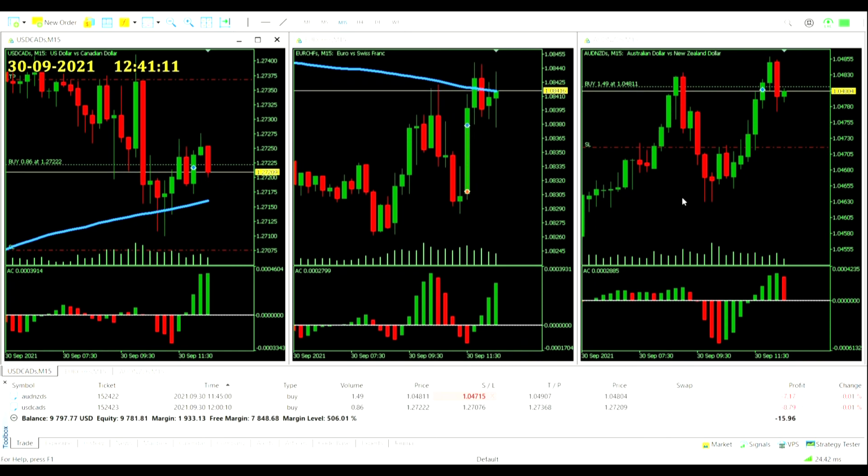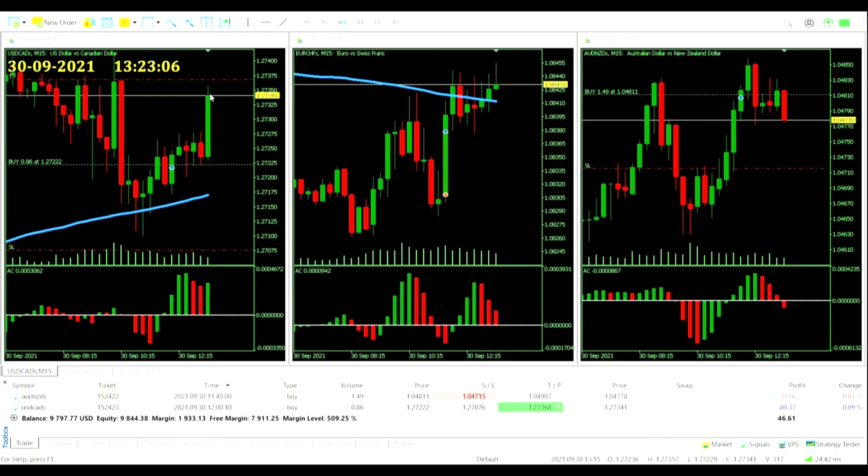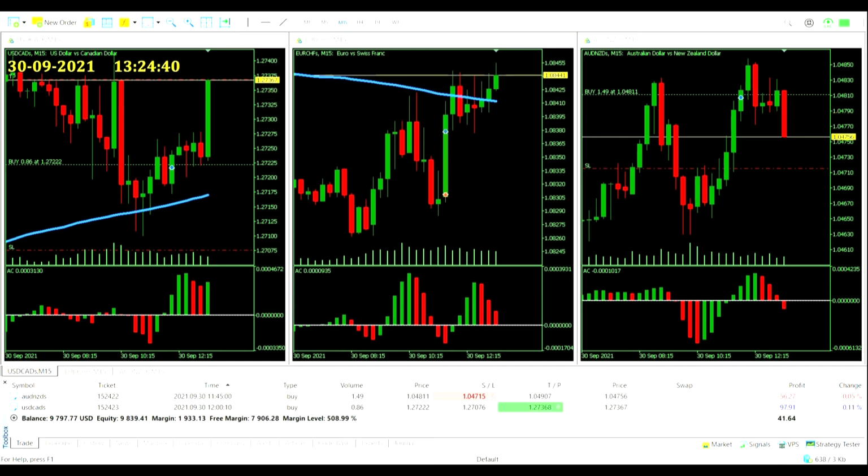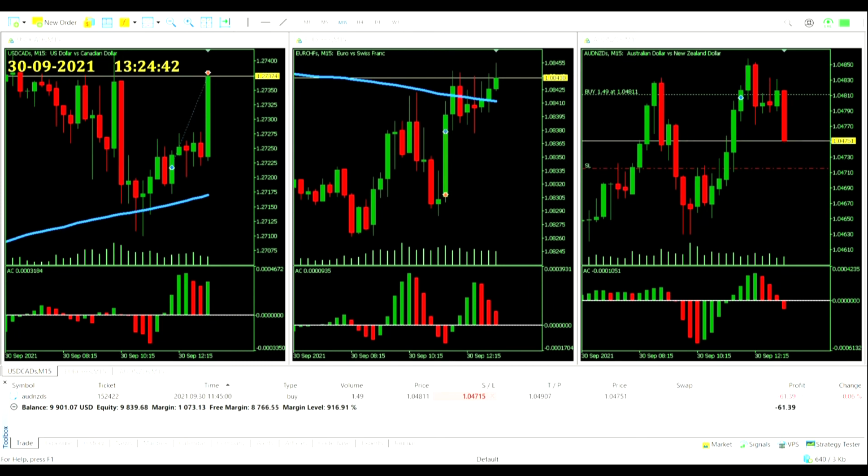Let's just let these trades run, see how they go. Big run up here on the US dollar, Canadian dollar. Just pulled back from the high a touch, but you can see big buying strength come in. If we can get another push, should get the profit there. There we go, tags our line and does take the profit there. Fantastic stuff.